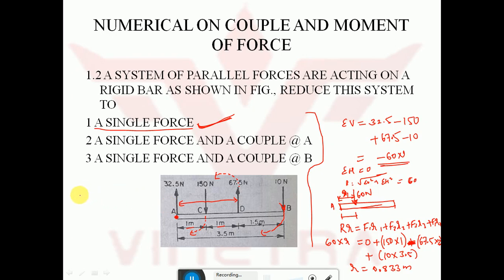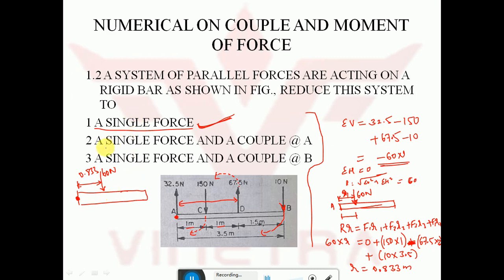So if I convert these four forces into a single force, what is happening? The force is of 60 Newton, acting in the downward direction, and its position is at a distance of 0.833 meter from point A. This is the location at which I should apply this 60 Newton to give the same effect. So now we have converted the forces into a single force.